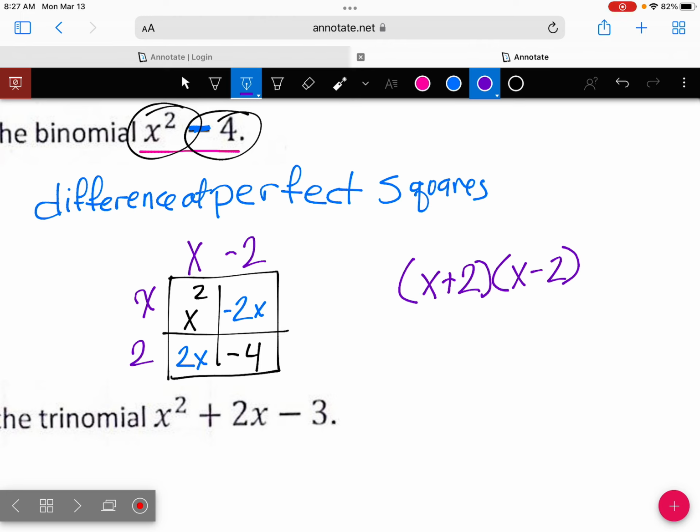It's a special pattern called difference of squares. If you remember your special pattern, you can go directly from here down to your factored form, skipping the x in the box. But I also understand it's been about a year since we factored things, and that's okay.